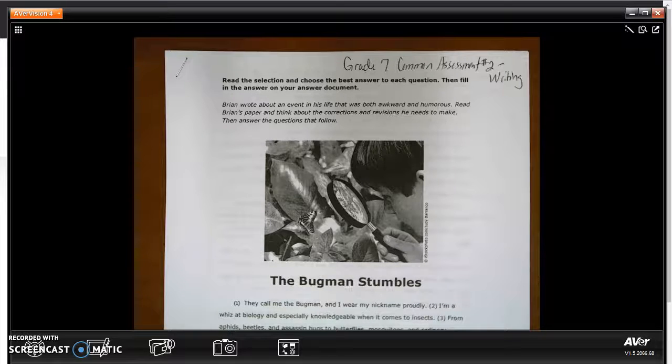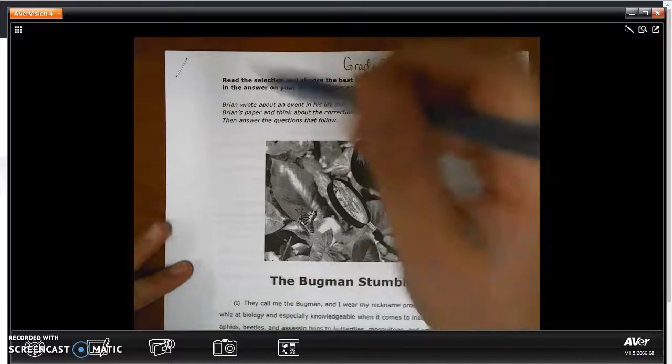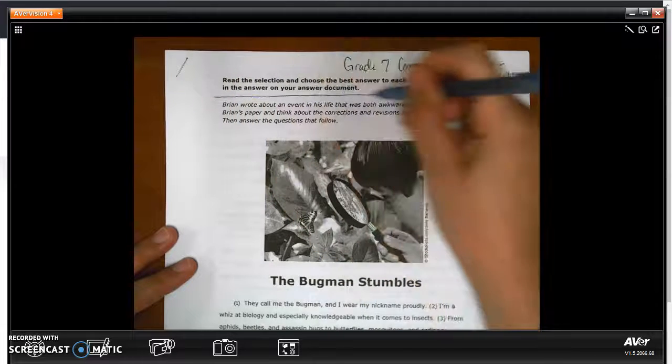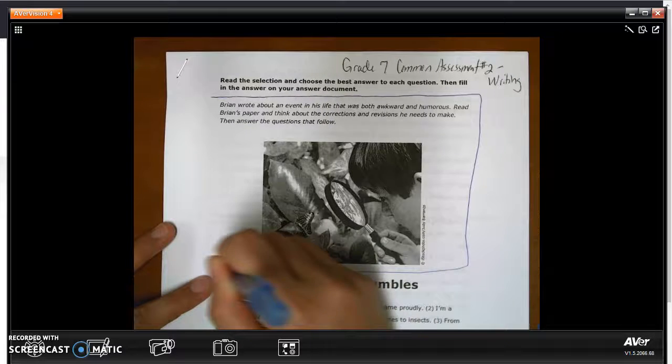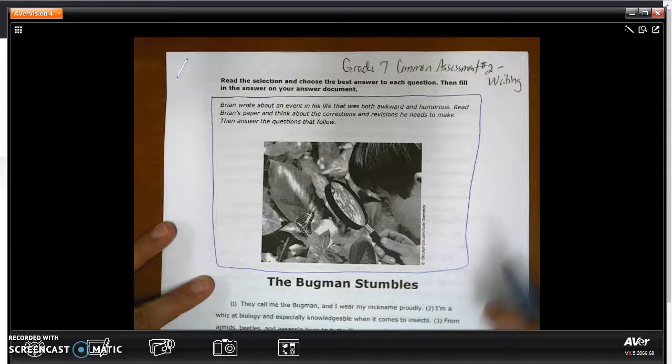So we have our grade 7 common assessment number 2 for writing. You will read the selection and choose the best answer to each question, then fill in the answer on your answer document. So right away I see that there is an image with a caption. So what should I do with that image and caption? If you answered that I should box it in or in some way annotate it, then you would be correct. So you want to box in your caption and your image.